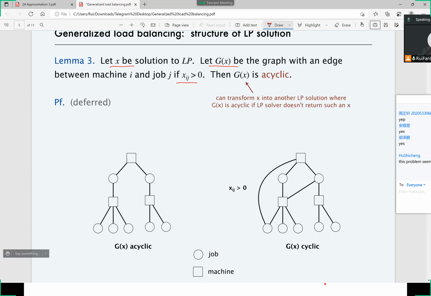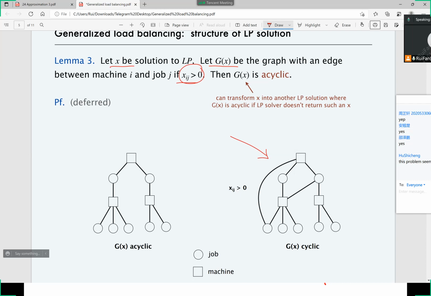Okay, and now the edges between these nodes are going to be: if job j on machine i has a positive x_ij value, then you're going to put an edge between that job node and the machine node. So for example, you might get a graph which looks like this. All these squares here are machines, and the circles are the jobs, and I'm adding edges for all these positive values.